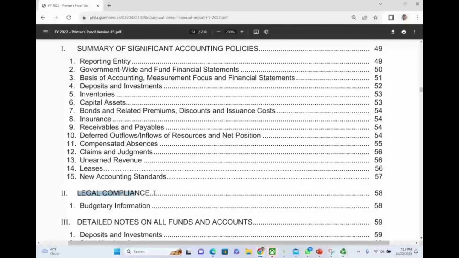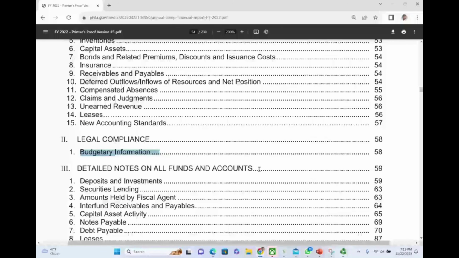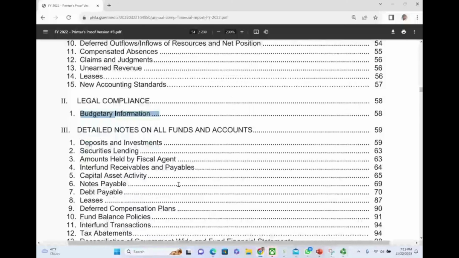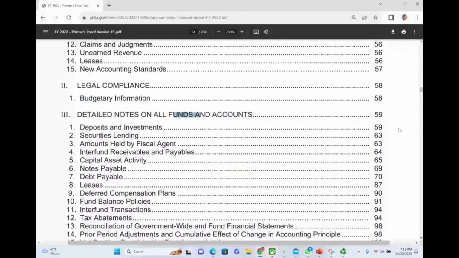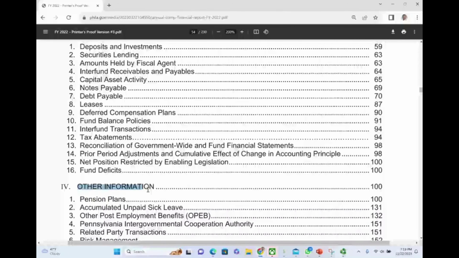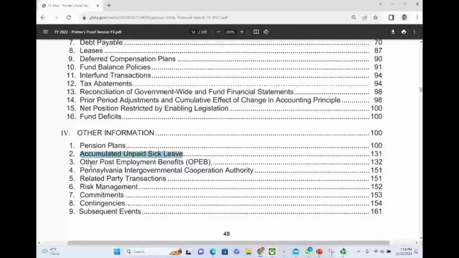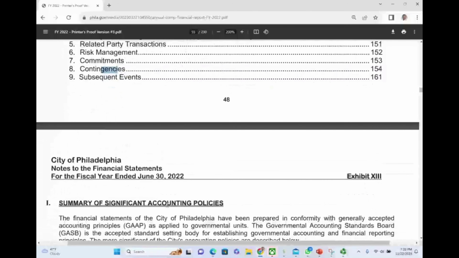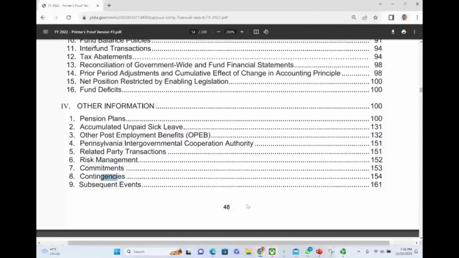Then part 2 covers legal compliance, budgetary information, and detailed notes on all funds and accounts. If you want to know detailed notes about the funds and accounts, you can start to see them starting on page 59, and it's a list of what's included. Then on page 100 you have other information, which includes pension plans, accumulated unpaid sick leave, other post-employment benefits, Pennsylvania Intergovernmental Cooperation Authority, related party transactions, risk management, commitments, contingencies, and subsequent events. This is basically what's included all the way up to page 161.